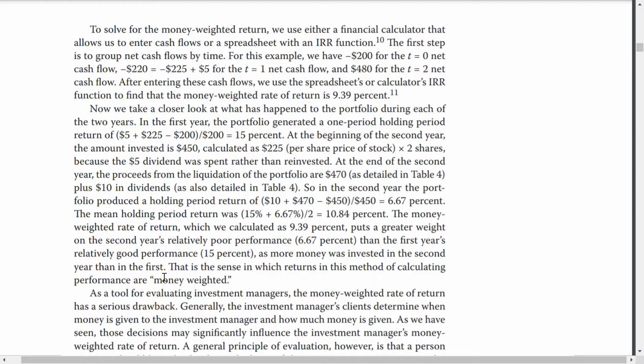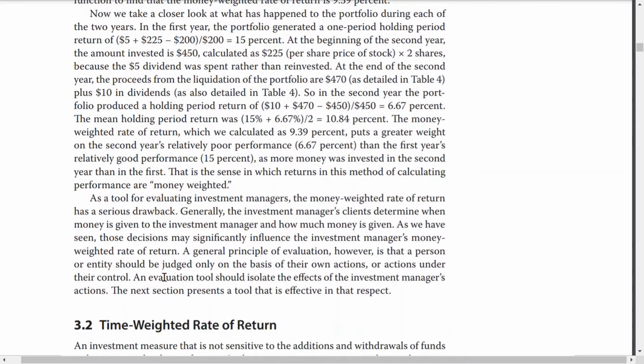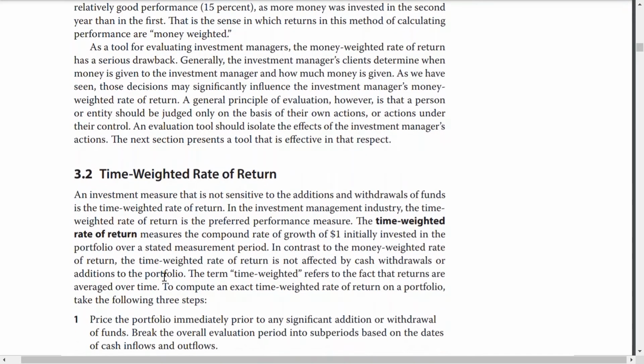As a tool for evaluating investment managers, the money-weighted rate of return has a serious drawback. Generally, the investment manager's clients determine when money is given to the investment manager and how much money is given. As we have seen, these decisions may significantly influence the investment manager's money-weighted rate of return.